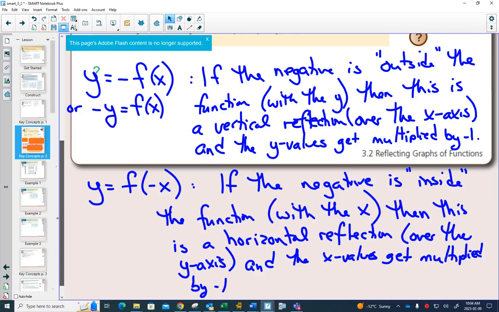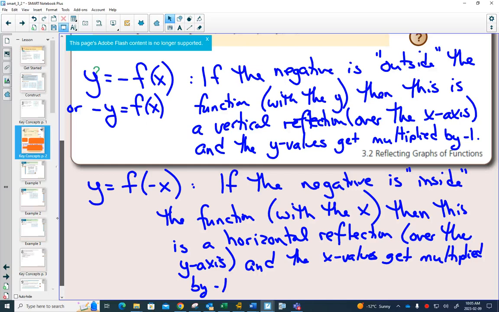So we have two places for the negative, either inside the function or outside the function. Everything inside affects x, everything outside affects y. We usually think of things that are affecting y as vertical changes. So if you think about that negative outside, you imagine flipping something vertically. If you see that negative on the inside, you imagine flipping something horizontally.